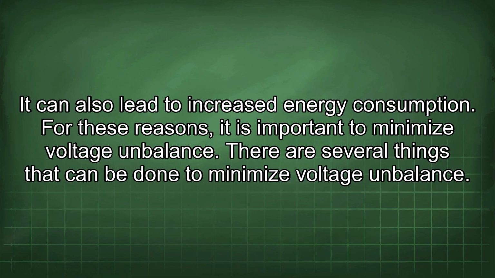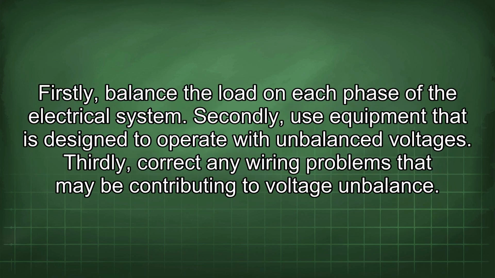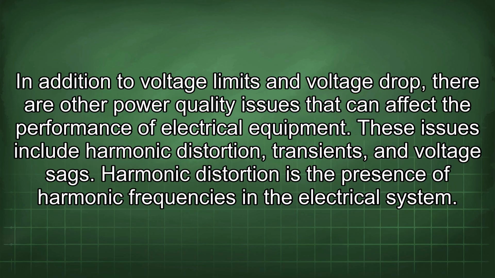There are several things that can be done to minimize voltage unbalance. Firstly, balance the load on each phase of the electrical system. Secondly, use equipment that is designed to operate with unbalanced voltages. Thirdly, correct any wiring problems that may be contributing to voltage unbalance. In addition to voltage limits and voltage drop, there are other power quality issues that could affect the performance of electrical equipment. These issues include harmonic distortion, transients, and voltage sags.